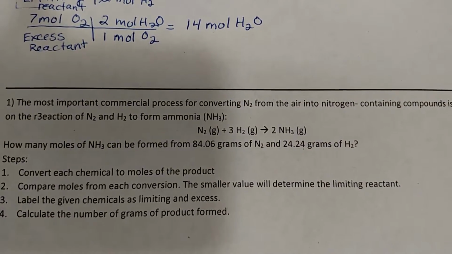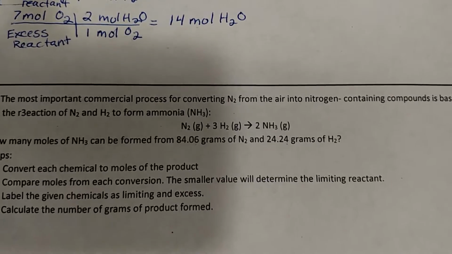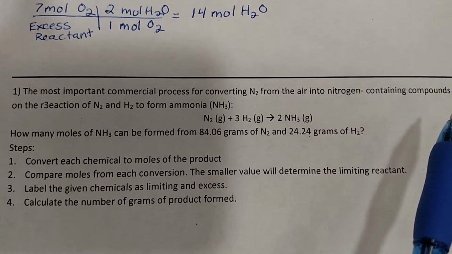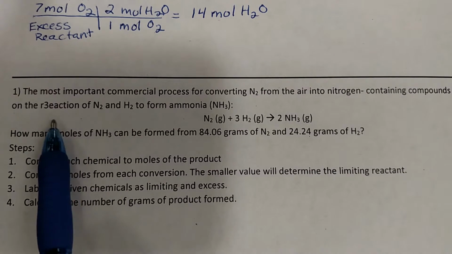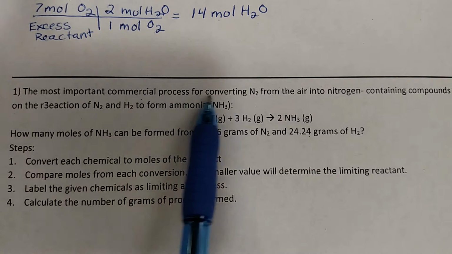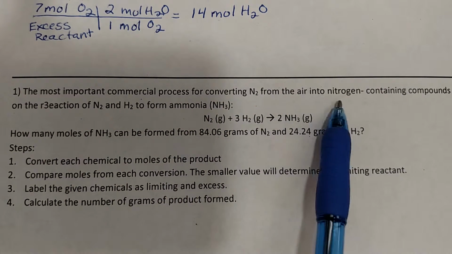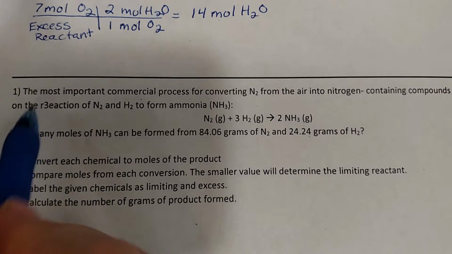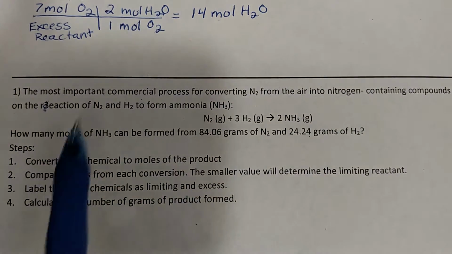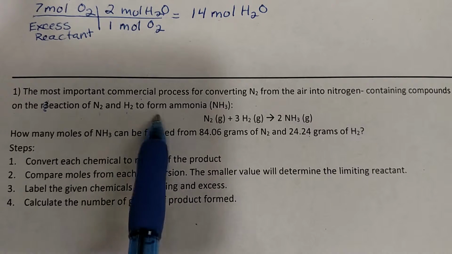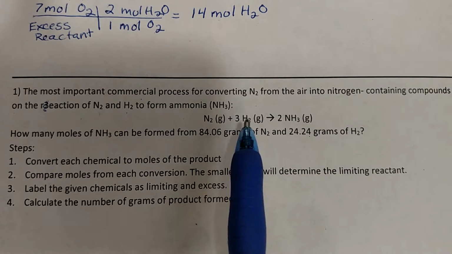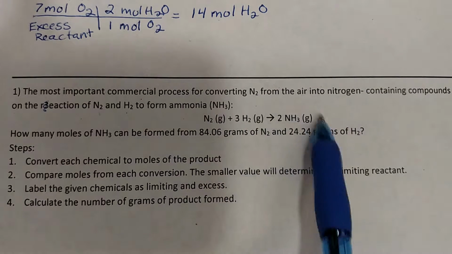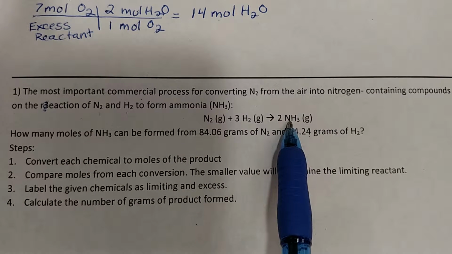Slide this paper down. Okay. All right. It's going to cut off a little bit, but I want to make sure you guys can see my writing. So the most important commercial process in converting nitrogen from the air into nitrogen-containing compounds is based on the reaction of nitrogen and hydrogen to form ammonia. So this is one of our most important reactions, and it produces this ammonia, and we use ammonia in fertilizers.